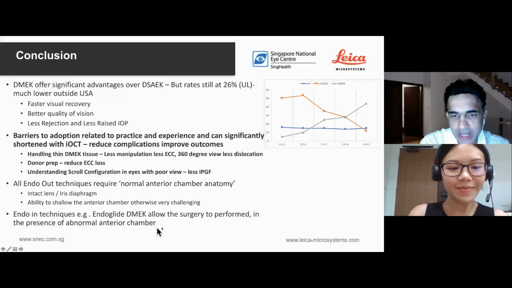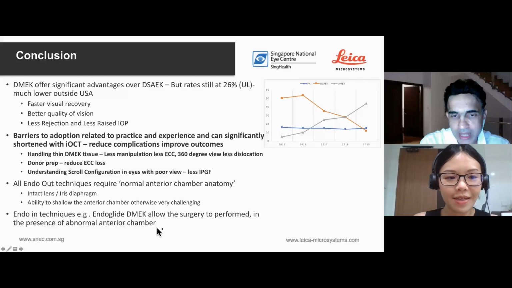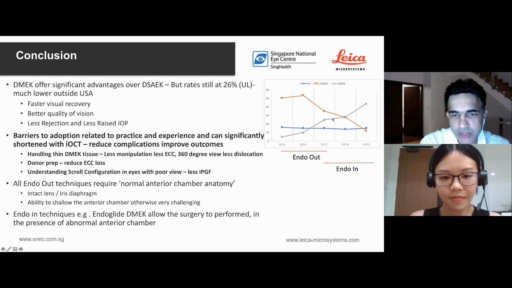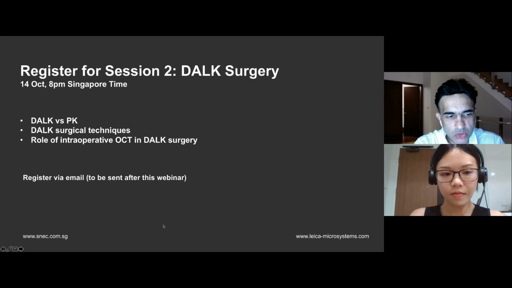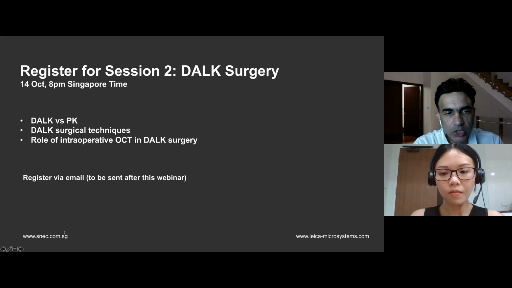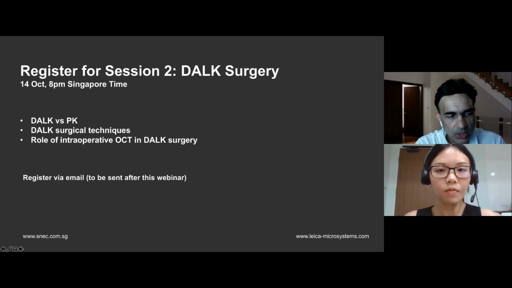Okay, so that's been the main difference in how the numbers have risen over that time period. And I think using technology can enhance your rates. Next week we're going to be talking about DALK, which is another challenging surgery that we perform a lot of as well, and how intraoperative OCT can help you for that.